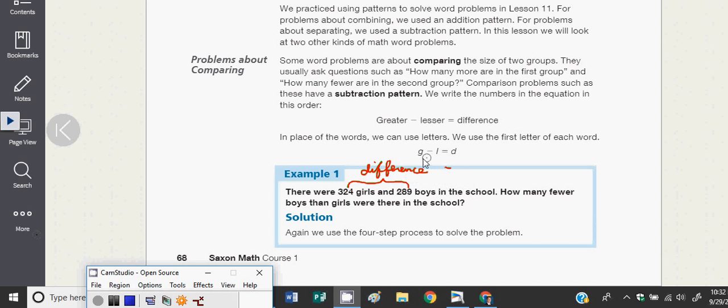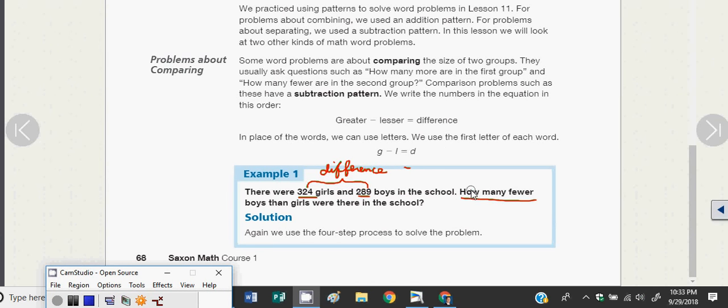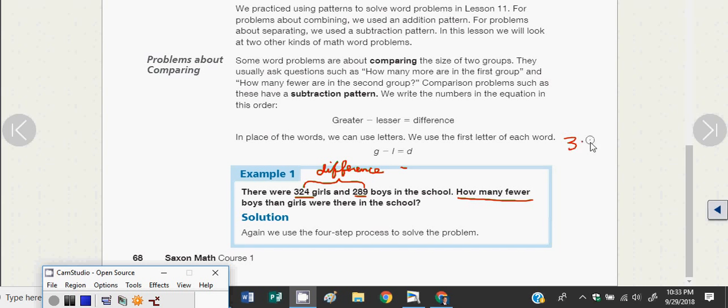All right, we can follow a pattern greater lesser difference where we take the bigger amount, 324, we subtract the smaller amount, 289, to get the difference, which is the same as finding out how many fewer. You can show this shorthand with the first letters of those three words. So we subtract 324, 289, do some borrowing.